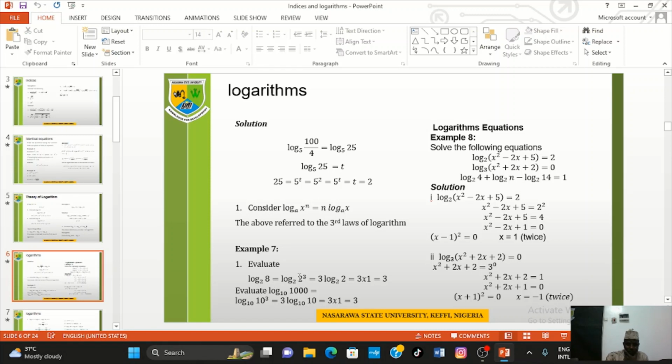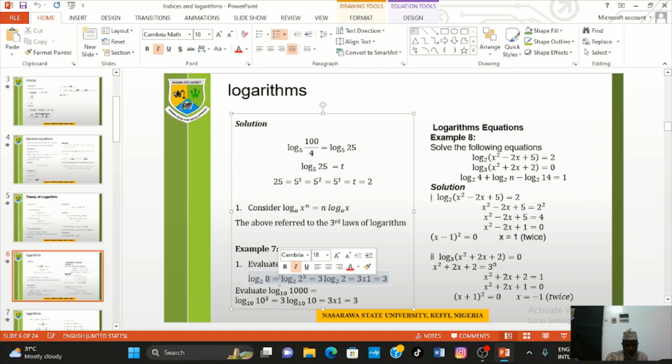So in this case, we can carry the power of 3 to the front. Then we now have it as 3 log 2 to base 2. So the log of 2 to base 2 is 1. So 1 times 3 now will give us what? 3. We have our result as this.